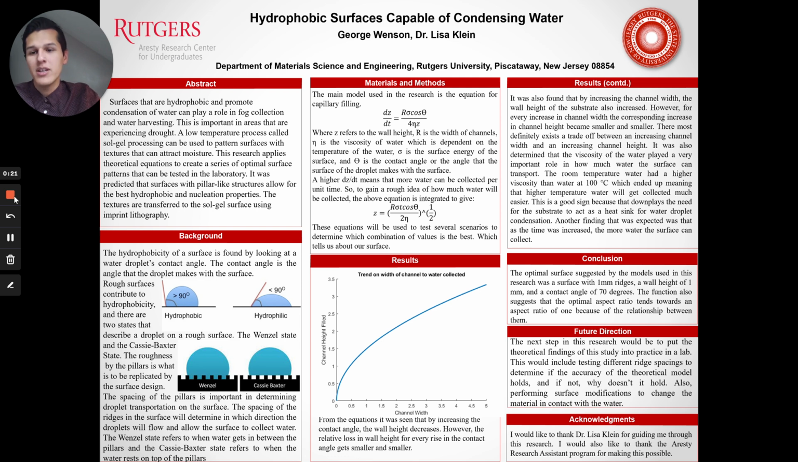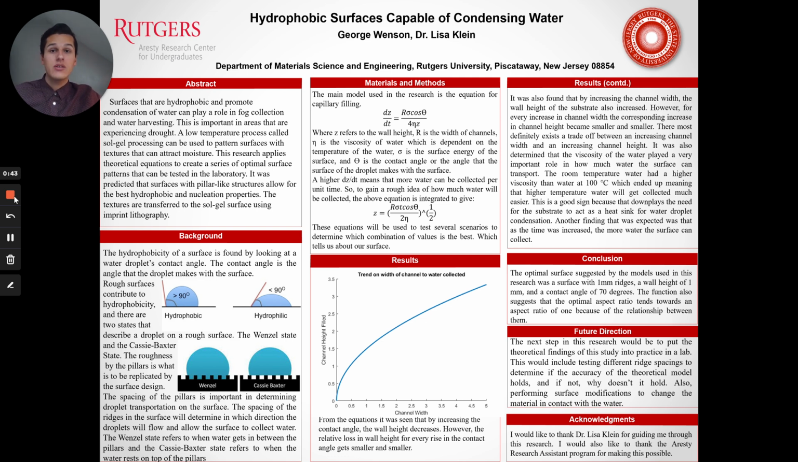So a little bit of background information. The hydrophobicity of a surface is found by looking at a water droplet's contact angle. The contact angle is the angle that the surface of the water droplet makes with the surface. Rough surfaces actually contribute to hydrophobicity of the surface. There are two states that describe a water droplet on a rough surface: the first being the Wenzel state, and the second being the Cassie-Baxter state.